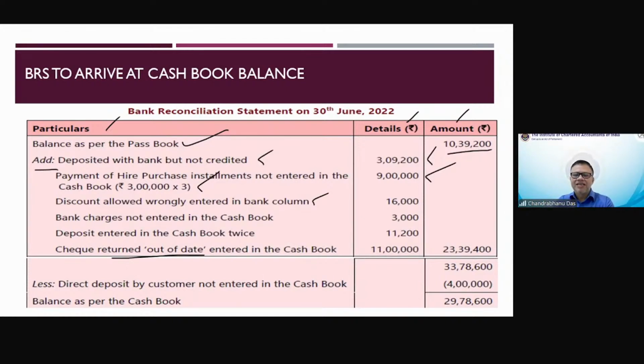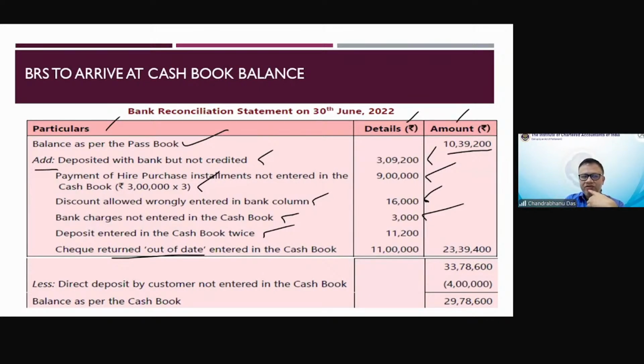Now, this discount which is allowed is wrongly entered in the bank column. So that is again added, because even though actually you have received that much, in the bank column it has been wrongly added. That error has been wrongly taken in the cash book. Bank charges, which are not entered in the cash book, and deposits which are entered in the cash book twice, you have added all of them.